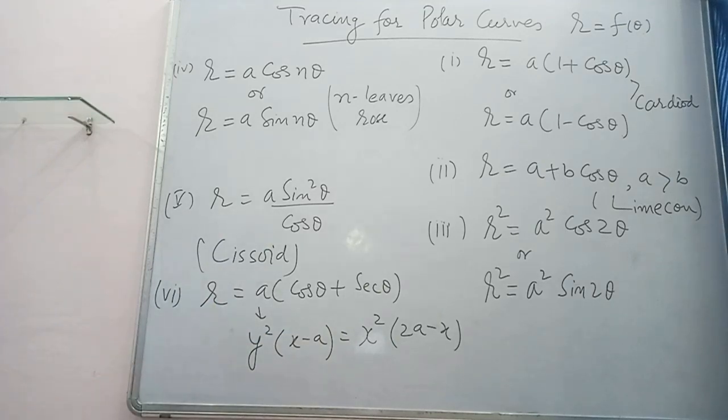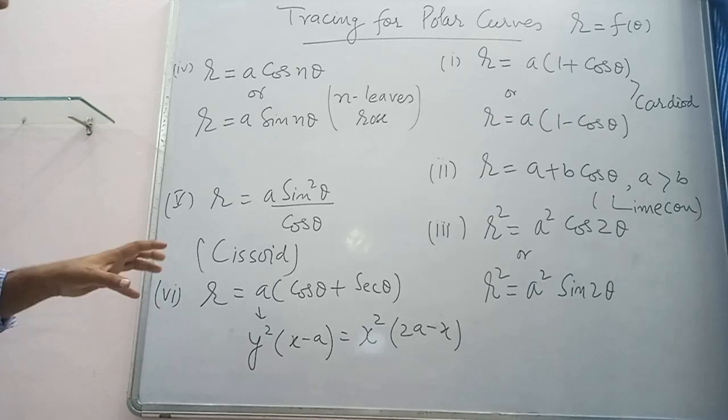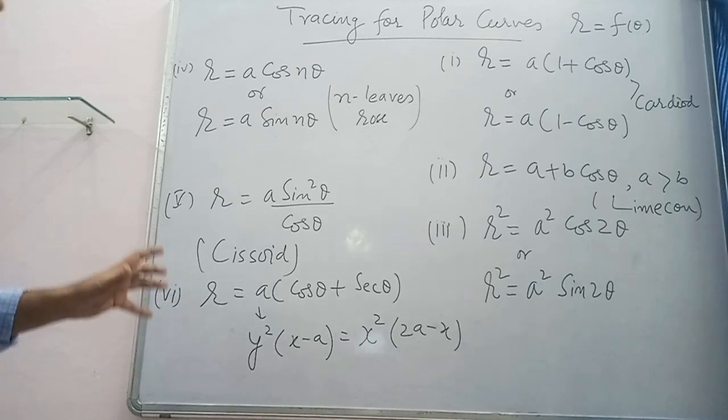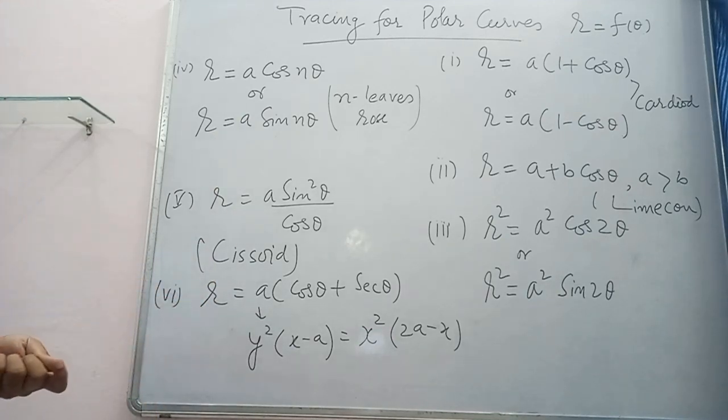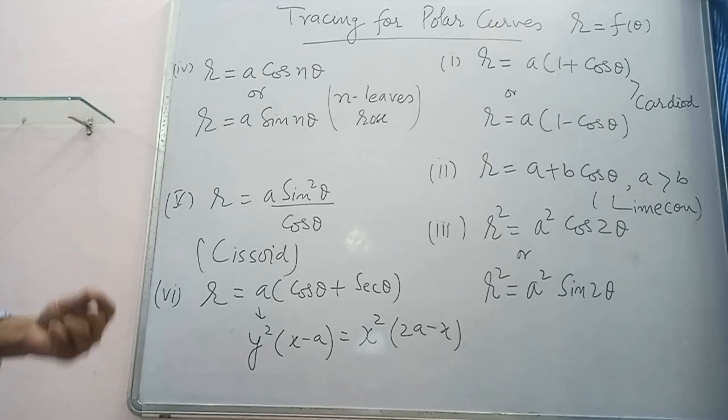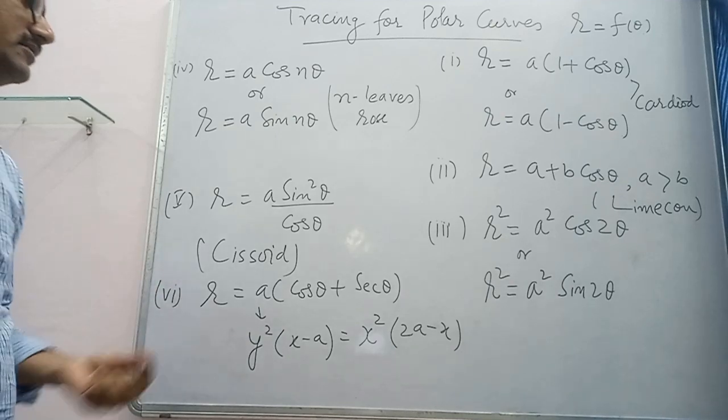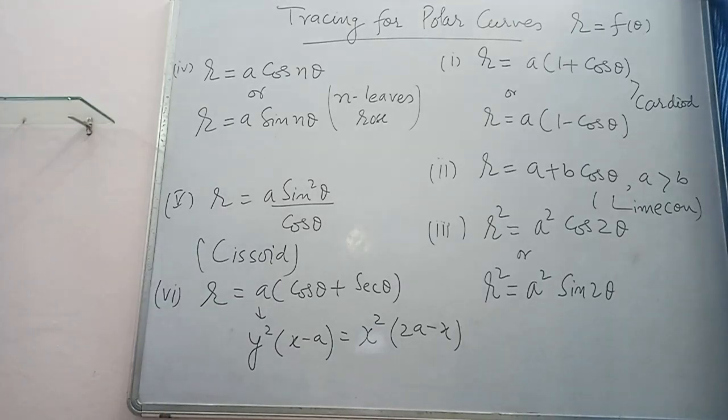Before we discuss the theory further, or the tracing of polar curves, we first introduce the polar system: how we locate a point in the polar system, what is r, what is theta. So the terminology which we use here: r is the length of the radius vector, and theta is known as the vectorial angle. We do not use here the word origin as in the case of Cartesian curves. We use here the term pole instead of origin, because here the pole is a fixed point.